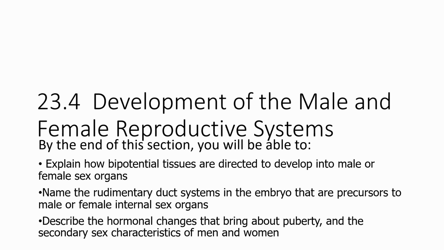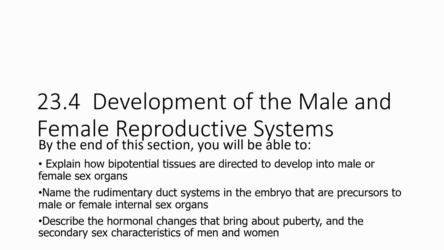But we're going to now talk about how we develop the reproductive systems, because they're so different from each other. So we're going to talk about the tissues that lead to the different structures. I've introduced some of these things in the previous two videos, but we're going to get a little more detailed, a closer view of how someone goes from who knows what to male or female. We're going to talk about the duct systems in the embryo that are the precursors to male and female internal sex organs. We'll talk about some of the hormonal changes that occur, as well as secondary sex characteristics we see in both men and women.